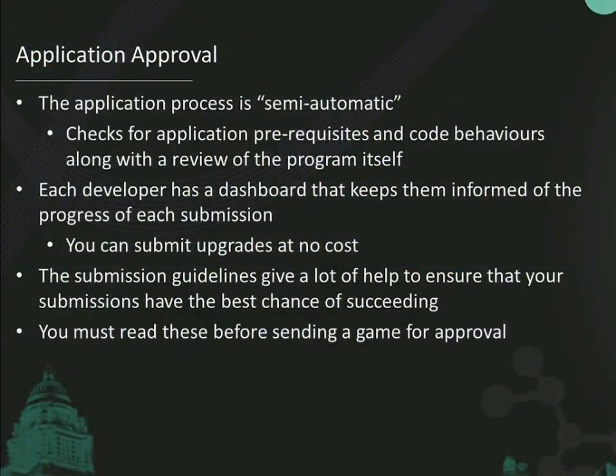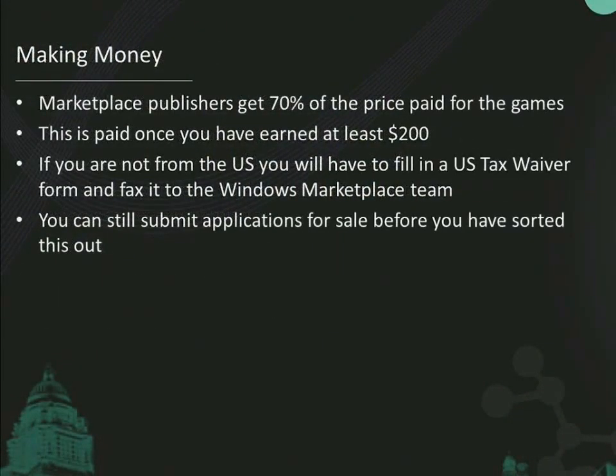And the bottom bullet points on here are the ones you should pay the most attention to. There's a really good submission guidelines document, which you should read. It's well worth having a look through. It'll basically short-circuit the application process. I didn't read it properly, and my app got bounced, but that's just me. So read that, and you'll be fine. You get 70% of the fee paid. Once you've earned over $200, then you start getting money fed through to you.